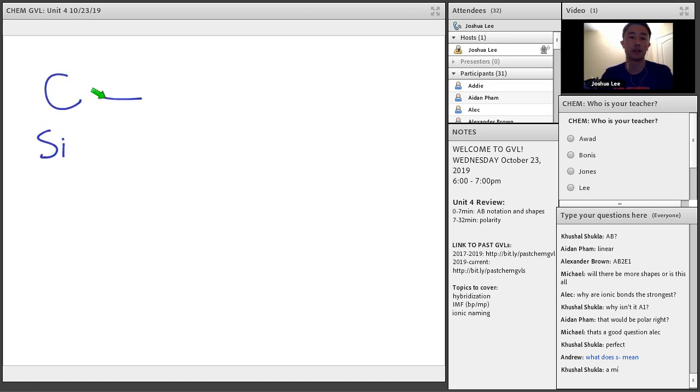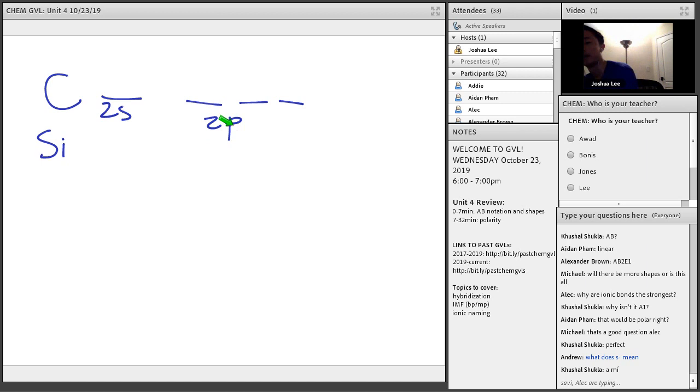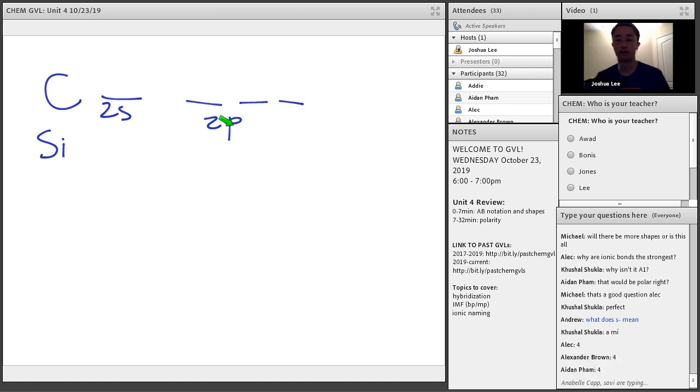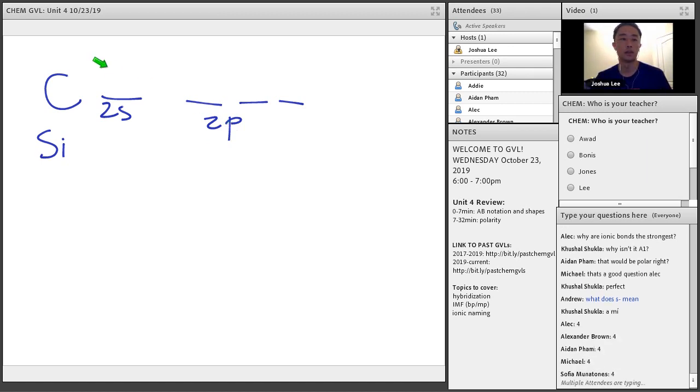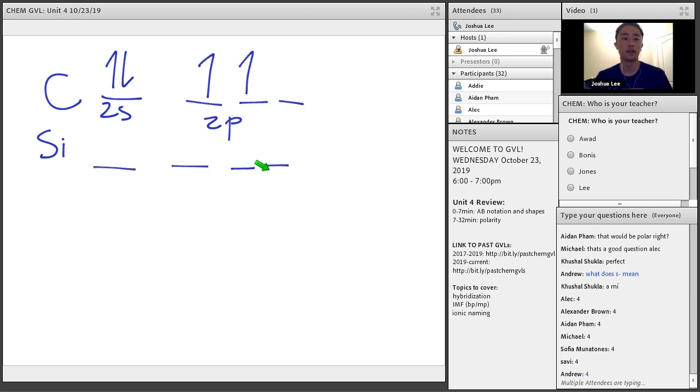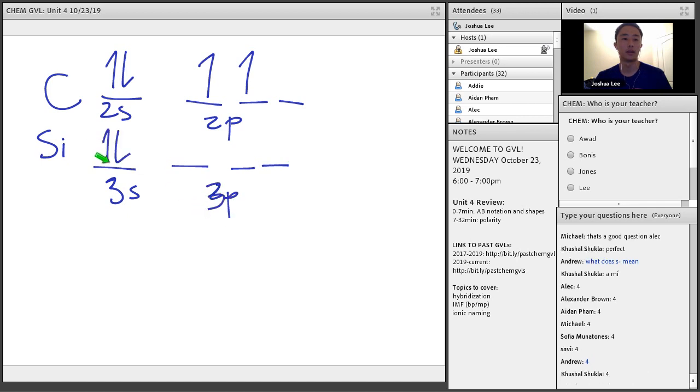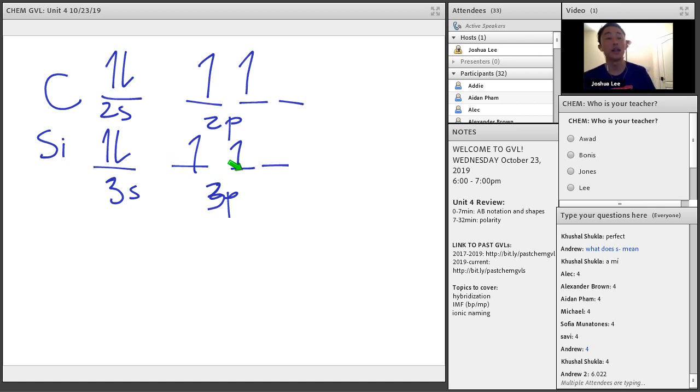So carbon looks like this. This is 2s, 2p. How many valence electrons does carbon have? 4. So then it's 1, 2, 3, 4. Silicon also has 4, but it's just in the 3s, 3p. So 1, 2, 3, 4. So they have 4 valence electrons each.